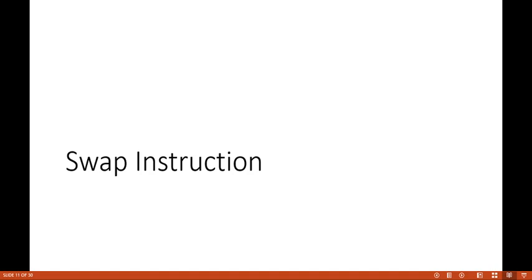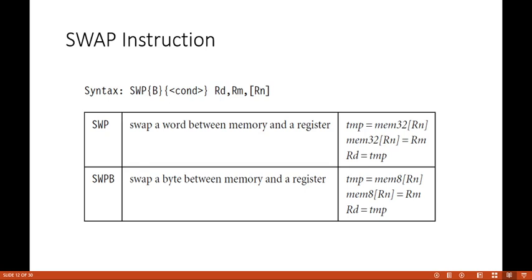Then we will go to the next instruction, that is the swap instruction. Swap is nothing but exchanging the contents here. This is slightly different in case of ARM7. In this case, you are using three locations there, actually 2 registers and 1 memory location. You can see that here the syntax of the swap is RD, RM, RN. So how it executes, we will see in the next slide. So first let us see what the syntax is. It's SWP, that is swap a word between a memory and a register, and SWPB, swap a byte between memory and a register.